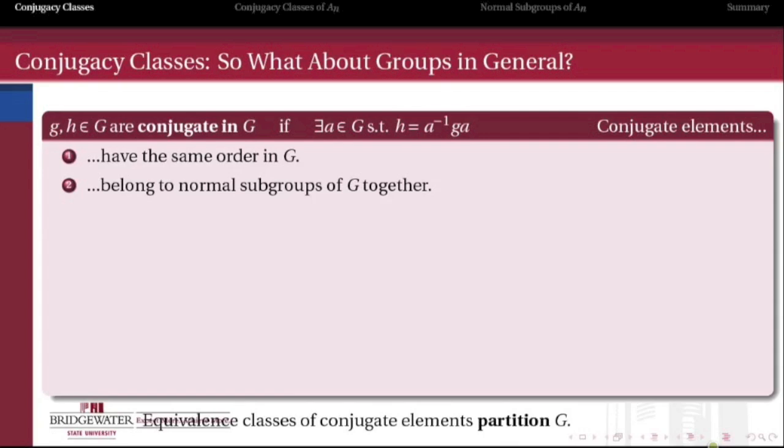Also, conjugate elements in a group happen to bring each other along to normal subgroups all the time. They're inseparable in that sense: any element G that belongs to a normal subgroup, any element that's conjugate to G will also belong to that same normal subgroup. Why is that? Well, let's suppose we have a normal subgroup N inside the group G, and let's suppose that little g belongs to N.